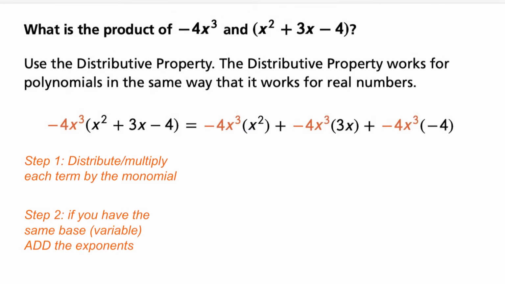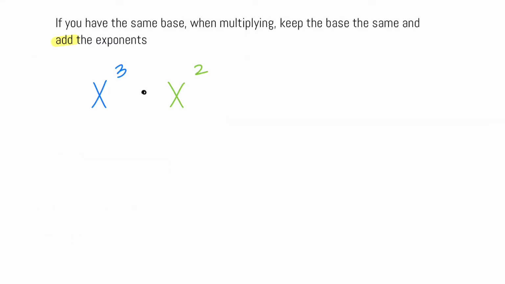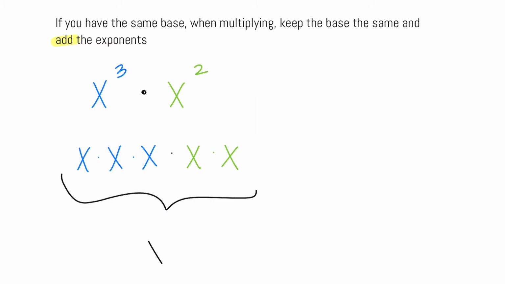And when we do this, we can use our exponent rule to help us figure out what the product should be. So if we have the same base, when multiplying two exponents, we can keep the base the same and then add the exponents. So if we think about x to the third power multiplied by x to the second power, that's really x to the third power is x multiplied by itself 3 times. And then x to the second power is x multiplied by itself twice. So when we look at that product, we're taking x and multiplying it by itself 5 times. So it's x to the fifth power.